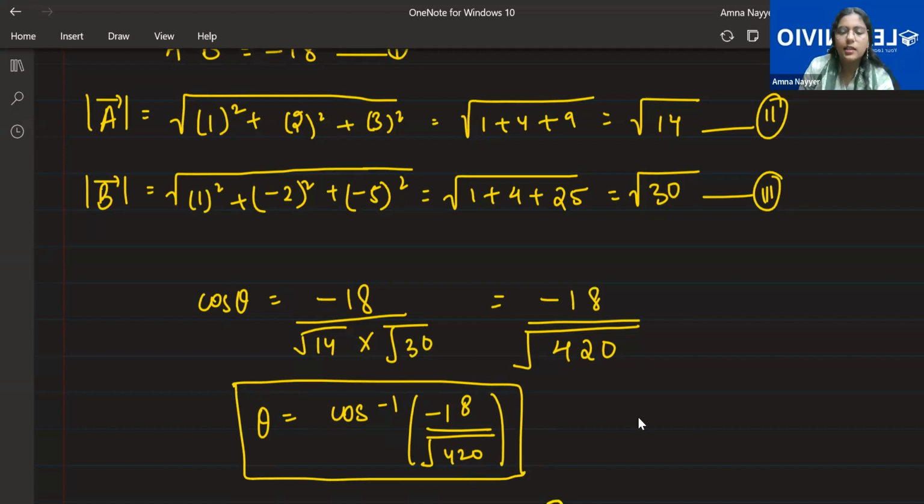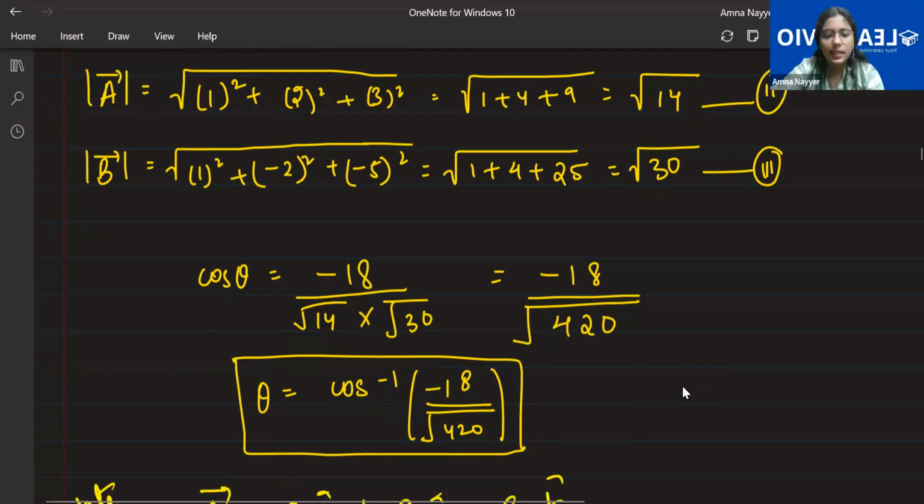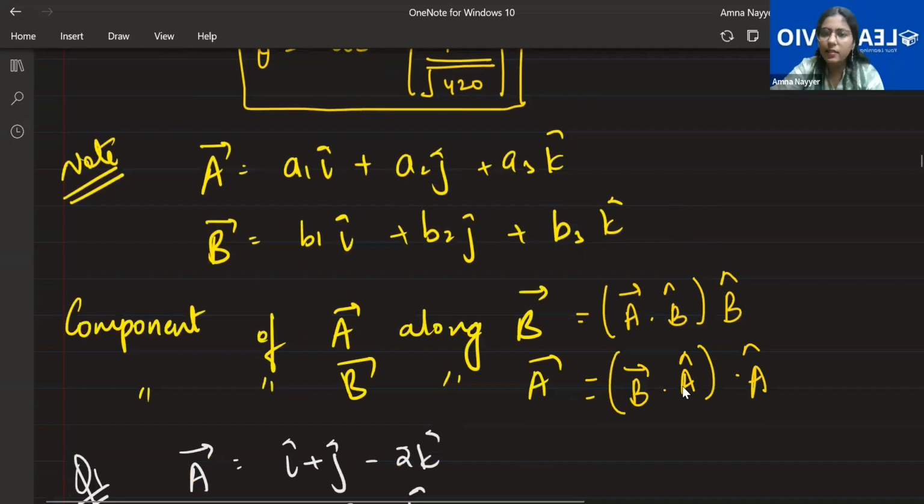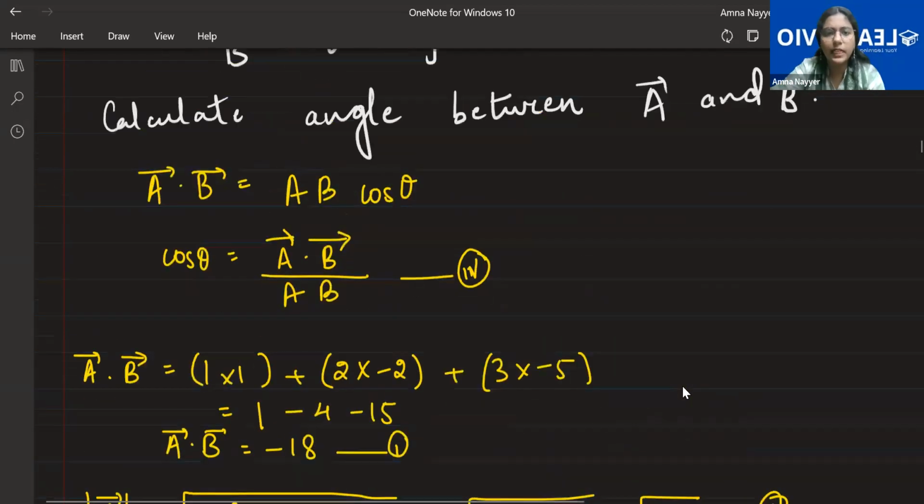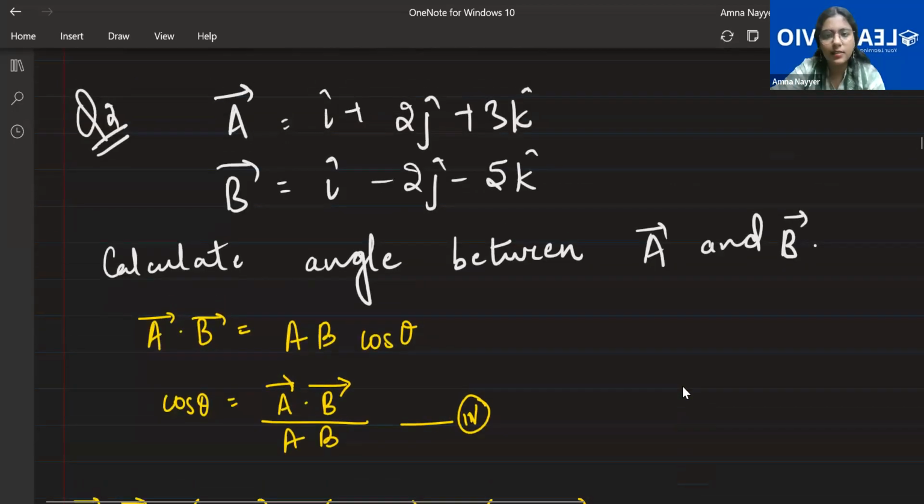Is that clear? Yes, ma'am. Write it down. Then we'll see just one more thing and it will complete the dot product part. Please write it down. Question you have written, I think, both of you.